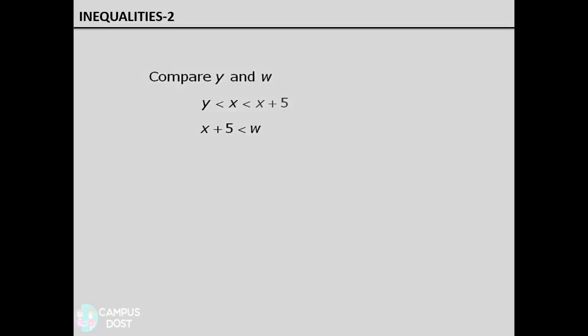So now, if we line up the x plus 5s and then combine the two inequalities using x plus 5 as the common term, we can see the relationship that exists between w and y. We can see that y must be less than w.